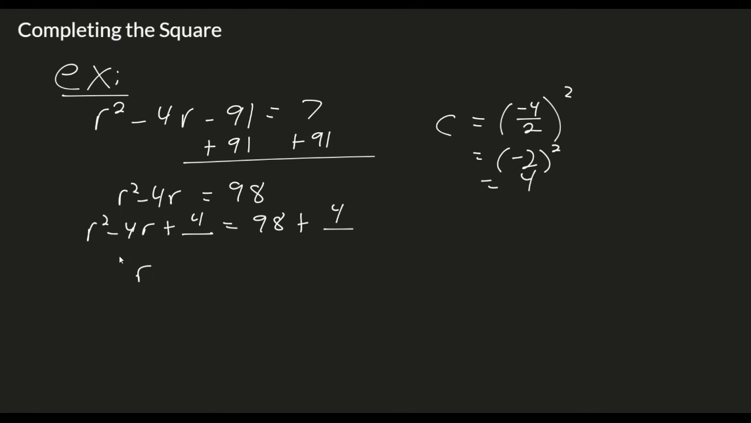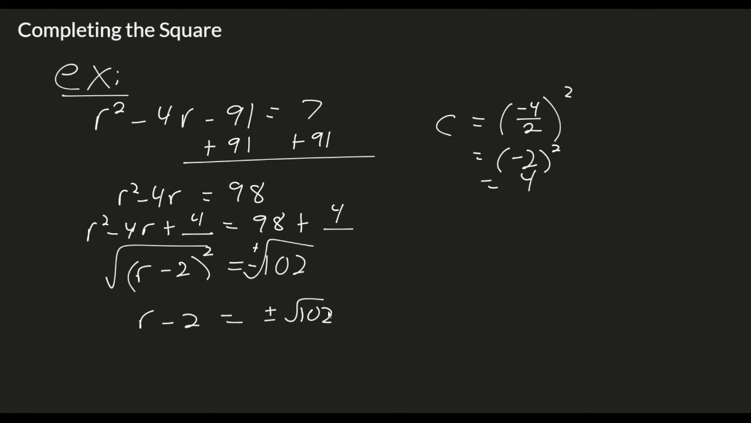Here, I can take note, because of this negative, that it's going to equal r minus 2 quantity squared, and that's equal to 102. Last step, take the square root of both sides, plus minus on the constant, and I get r minus 2 equals plus minus square root of 102. I'm not going to worry about the radical in this equation, so I'm just going to go ahead and move 2 to the other side, and I get 2 plus minus square root of 102. Done. Let's go ahead and take a look at one more example.